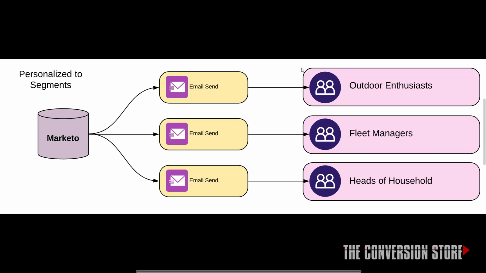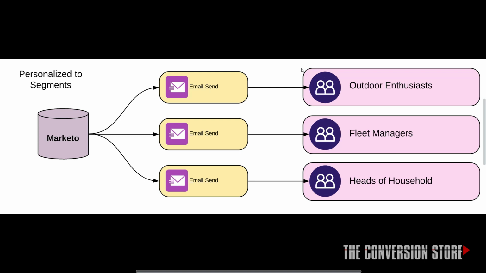When I say we can do better, think about personalizing by segments. Here we are picking different types of generalizations, if you will, and picking out different types of examples of segments that we would communicate to based on their demographic and psychographic information. We're using an example again from our parking lot party example that we've been using throughout Marketo Minutes. Here we have three different types of segments: outdoor enthusiasts, fleet managers, and heads of household.